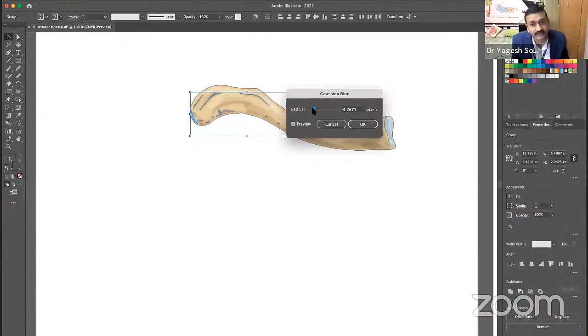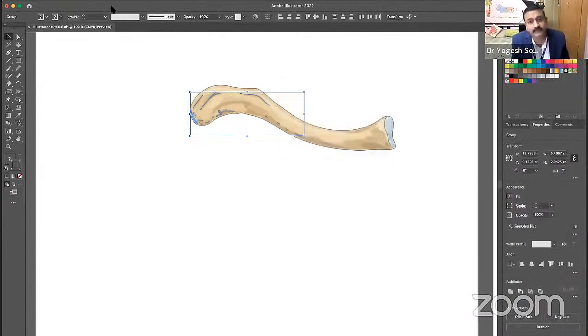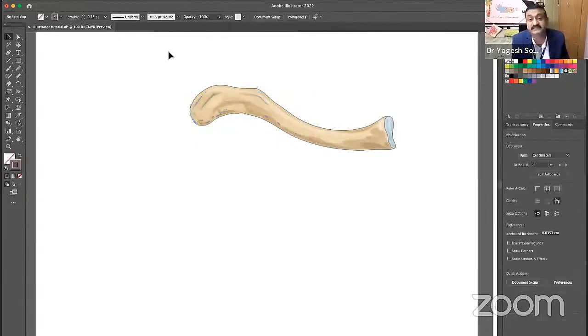So the finer effects you can apply, and you can again reduce the opacity. Reduction of opacity is always important to make it merge with the background. Otherwise, those highlights will be coming out of the bone. So this is the way how we are drawing the clavicle.